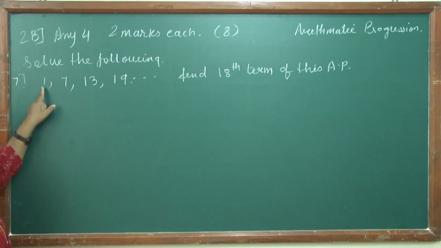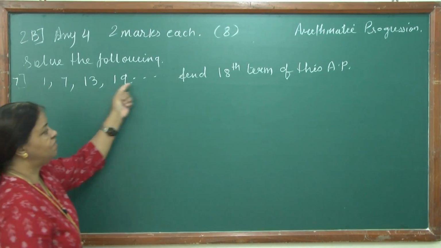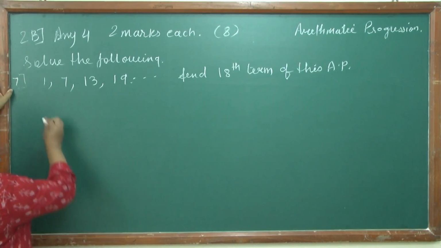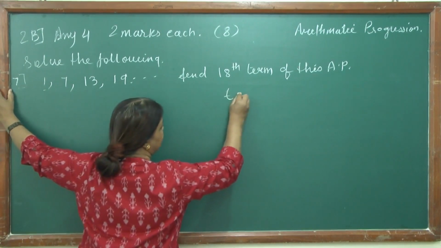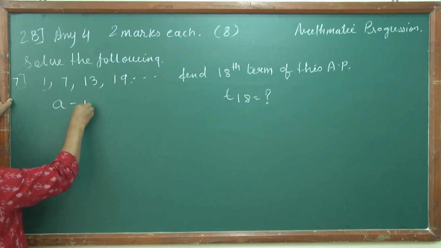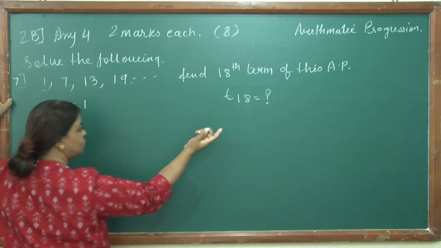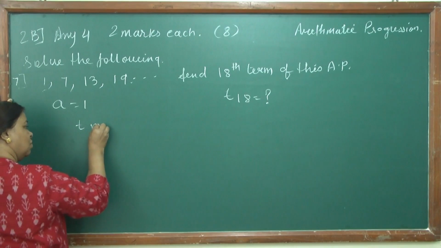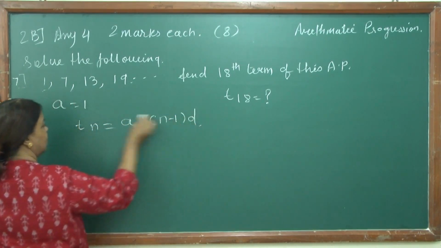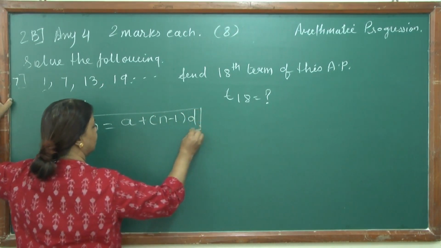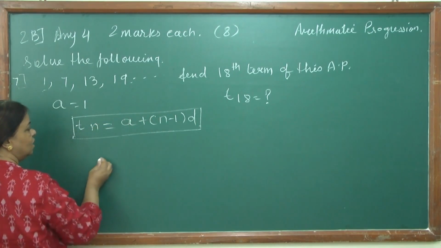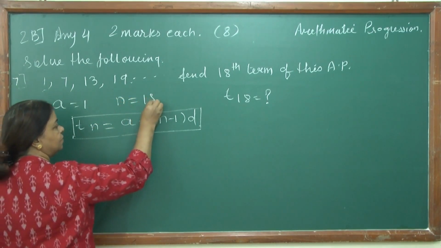Seventh sum, the sequence is 1, 7, 13 and 19 and we have to find out the 18th term of this AP. So here we have to find out T18. A is 1. For finding the 18th term, which formula will we use? We know Tn is equal to A plus n minus 1 into D. This is the formula which we will be using. Tn means any number of term. What is that number? 18. So n is equal to 18.